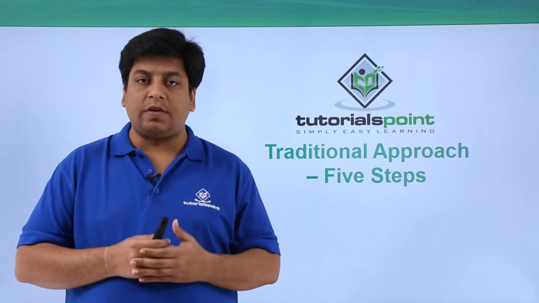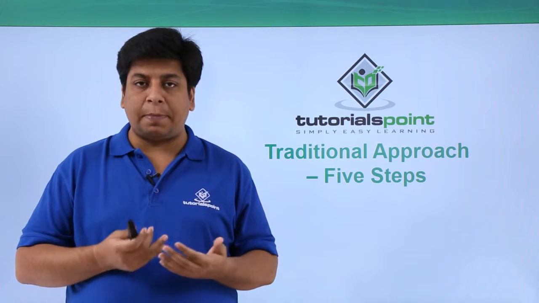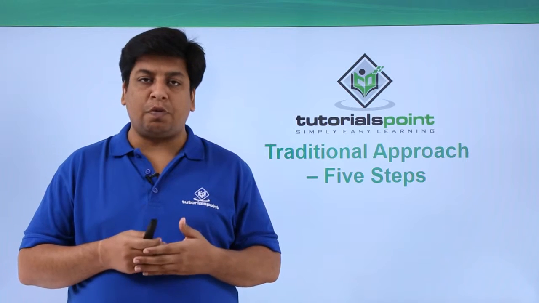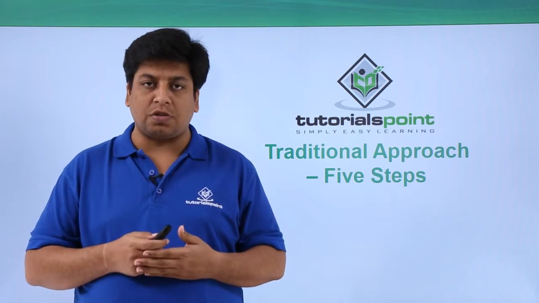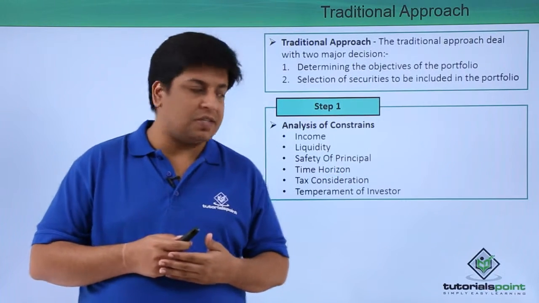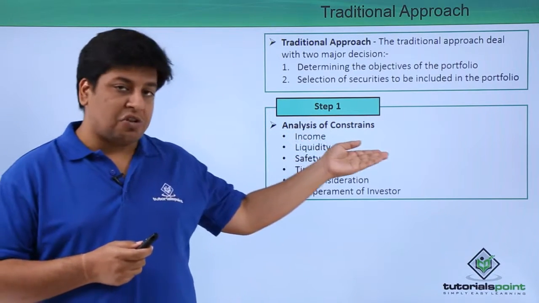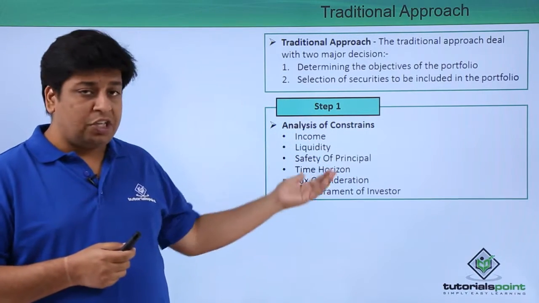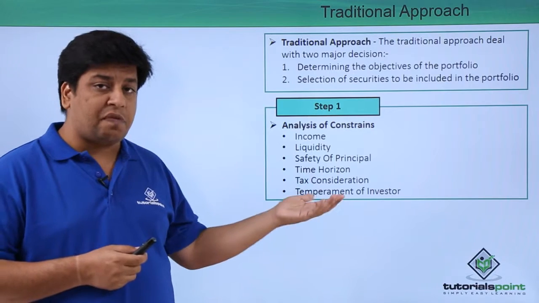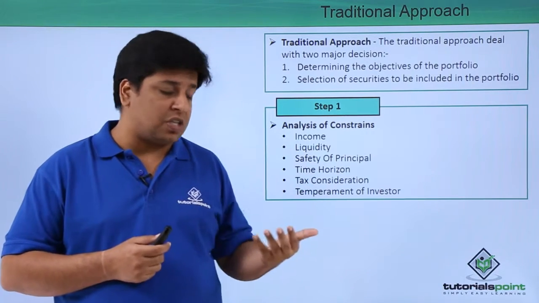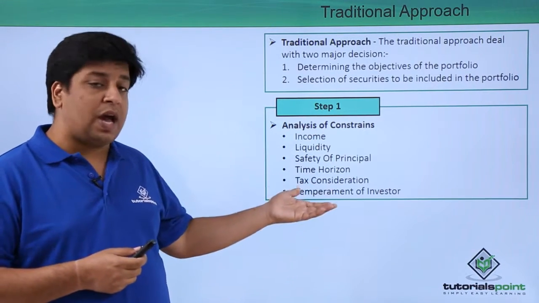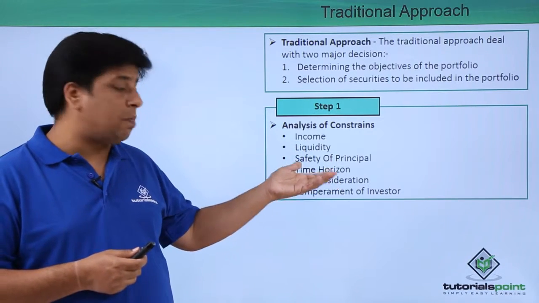Now let's understand what are the 5 different steps for the traditional approach of portfolio construction. The very first step is analysis of constraints. So we need to identify what are the constraints for our portfolio selection or portfolio construction, and you're going to analyze all these constraints one by one.